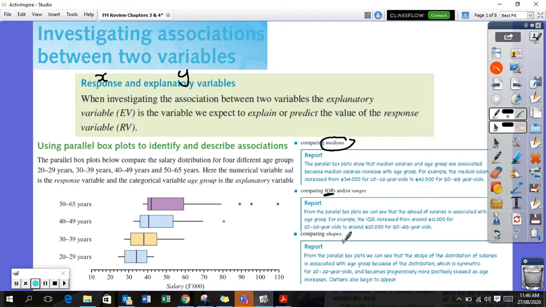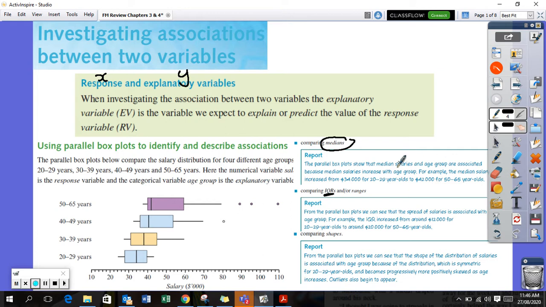The other thing we want to compare is the shape. This one here is very, very positively skewed, which means it's concentrated down the bottom end and then it tails off at the top end, at the higher wages. Compared to the 20 to 29 year olds, that's very, very symmetrical. The 30 to 39 year olds are roughly symmetrical as well, with a little bit of a tail in the top 25%. And we can see that skewing increases as we go along. So there are some of the things you would explain if you're comparing some box plots.